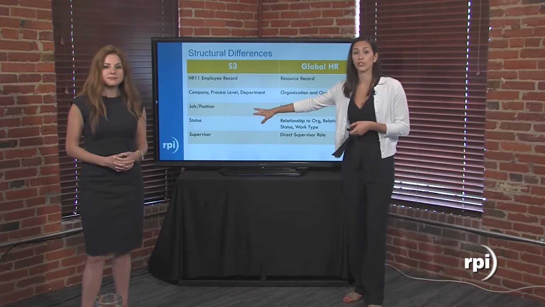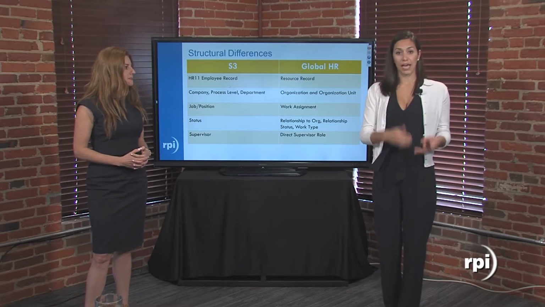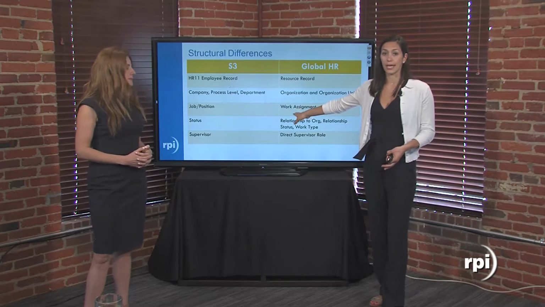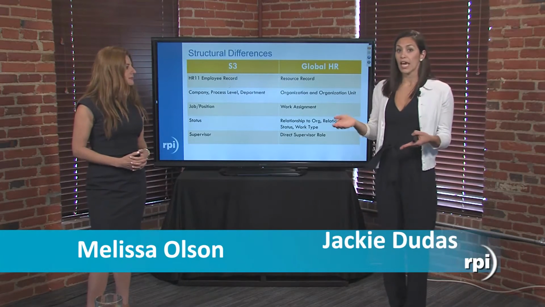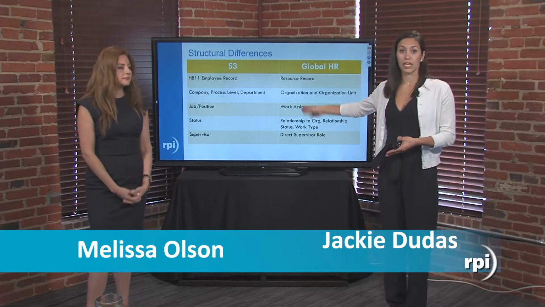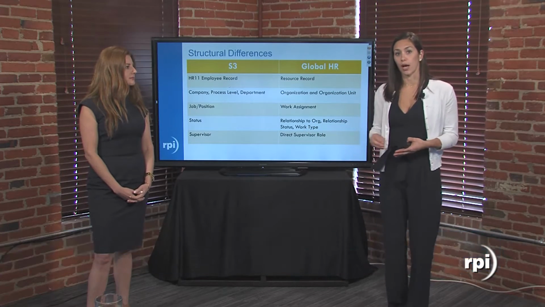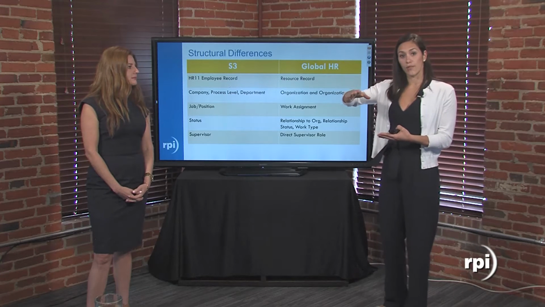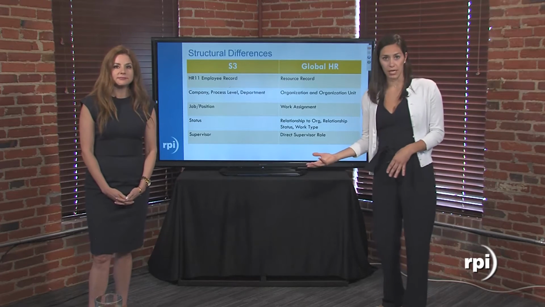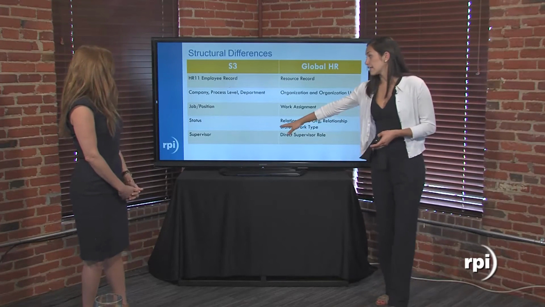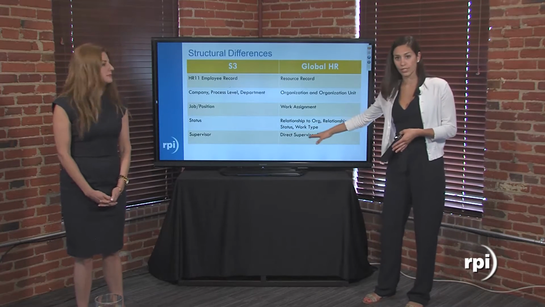Your job and position, so you are still going to set up jobs and positions in Global HR, but when they get assigned to the employee, they're going to become the work assignment. So when you're looking at the employee profile, when you're looking at the resource record, it's going to say work assignment. They can have multiple work assignments broken out by FTE, similar to S3, but it shows you everything that they have on one screen on the resource profile, rather than having to use the HR11 and then jumping to the PA13.